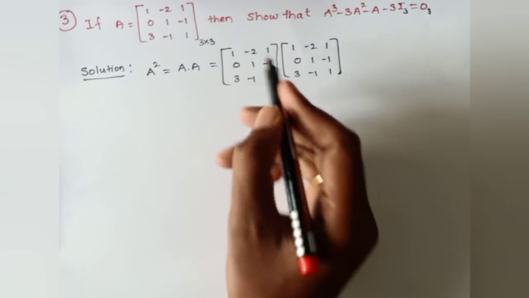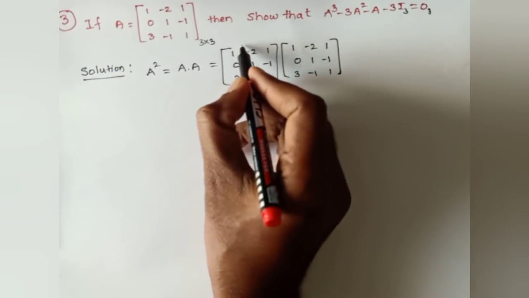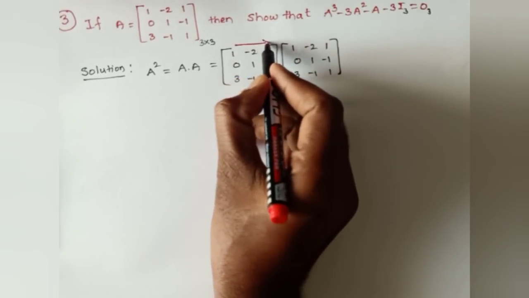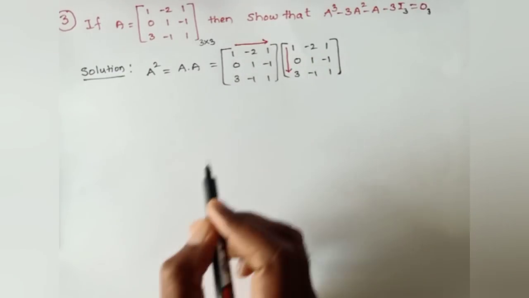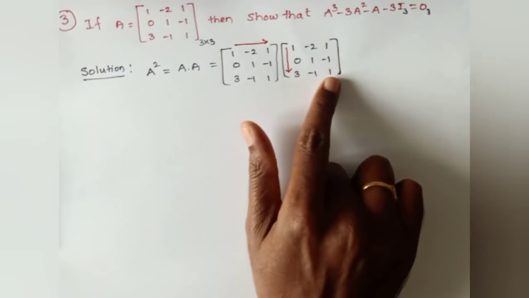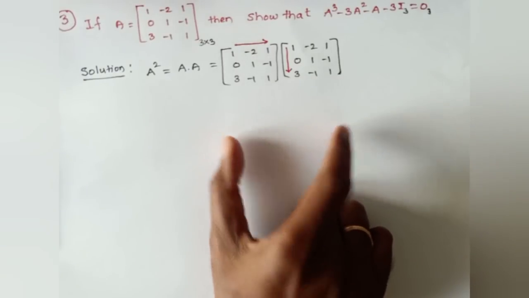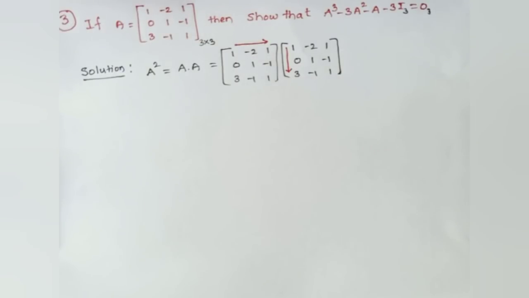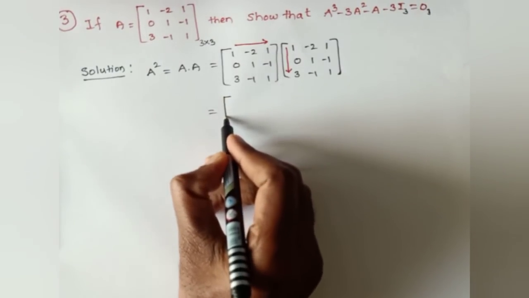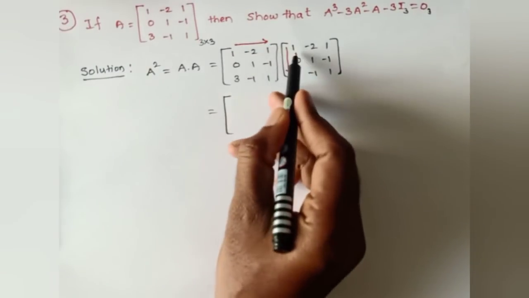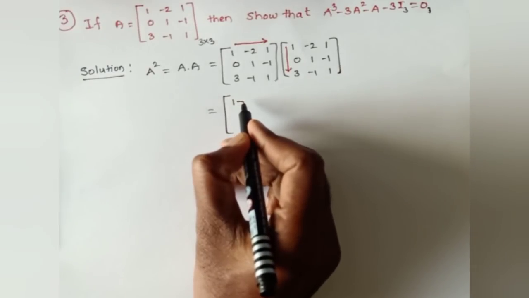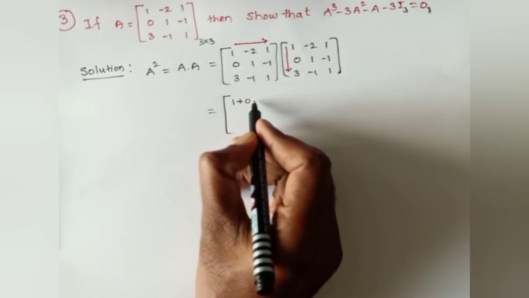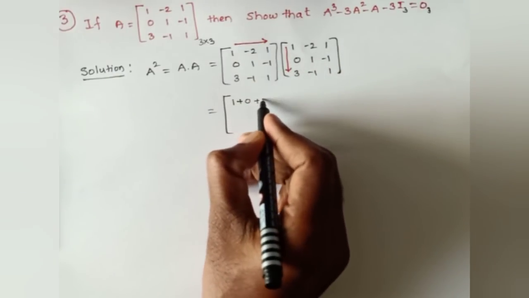Then to get the A square values, you need to multiply these rows elements with corresponding elements of these columns. So here 3 by 3 matrix and 3 by 3, so we get the resultant as again a 3 by 3 matrix, which is equal to, now 1 into 1 is 1, minus 2 into 0, this is plus 0 or minus 0. Now 1 into 3 is 3.